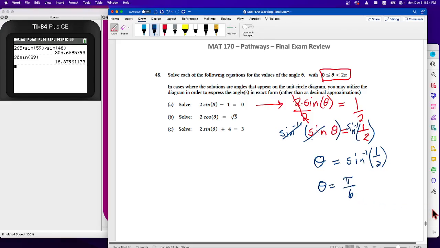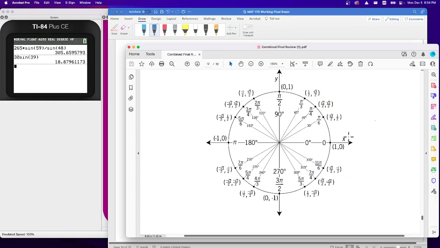Okay. And we'd see where all the places are that could happen. It actually could also be over here. So we see that we get a positive 1/2 here for the y value. We could also say it's 5 pi over 6. Again, that wouldn't come up in the calculator because the inverse sine is set up just to go from negative pi over 2 to pi over 2. So just this part of the circle.